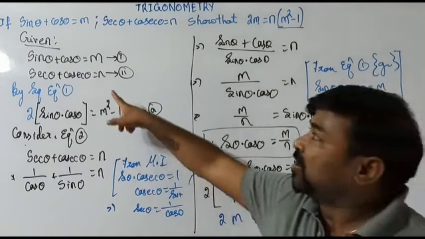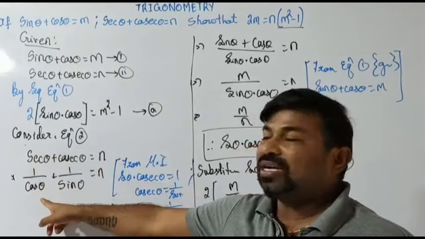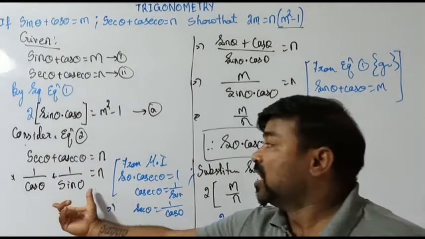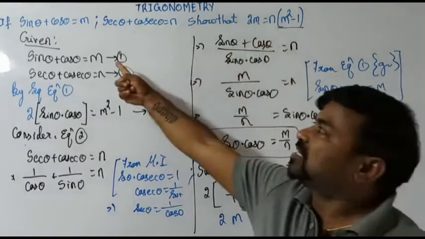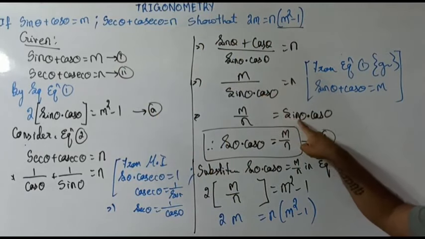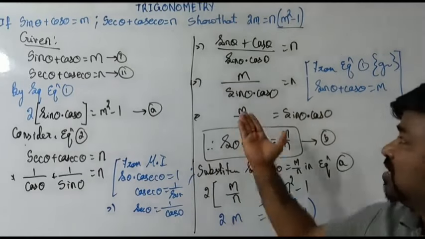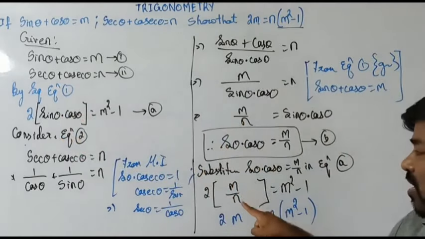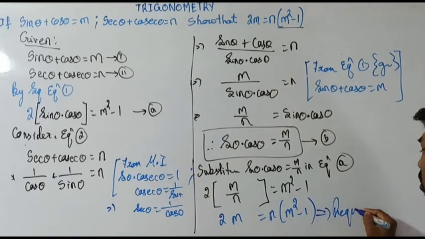I have to recalculate, right? I have taken equation 2. Secant is converted to 1 by cos, and cosecant is converted to 1 by sine with the help of multiplicative identities. Now I took the LCM, and I got sine plus cos, but sine plus cos is nothing but m. In the place of this, I plugged in m. Now I interchanged and got sine theta cos theta as m by n. We don't want trig, we need the values. So in the place of this I kept m, in the place of this I am keeping m by n, and I transferred n to the other side. This is what is required.